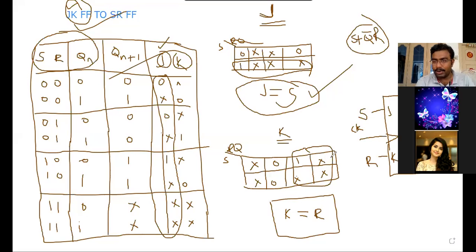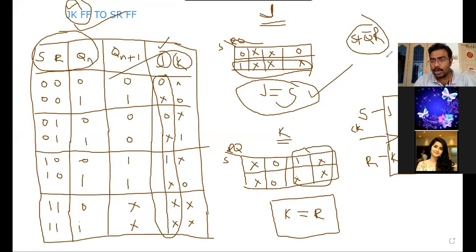For now, we got a very simple conversion, where J is equal to S and K equal to R by the K-map simplification. So I have taken the JK flip-flop initially and given the values of what I have to give for J and K in the K-map, guys.